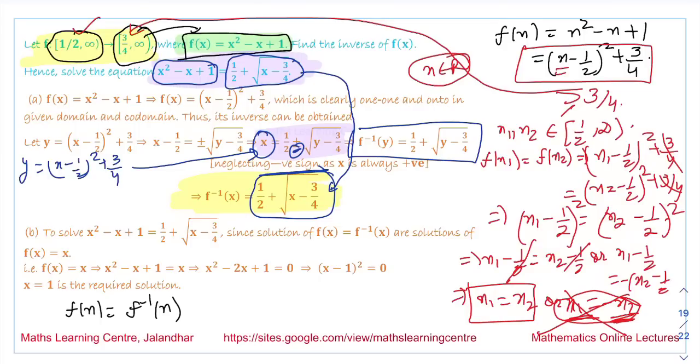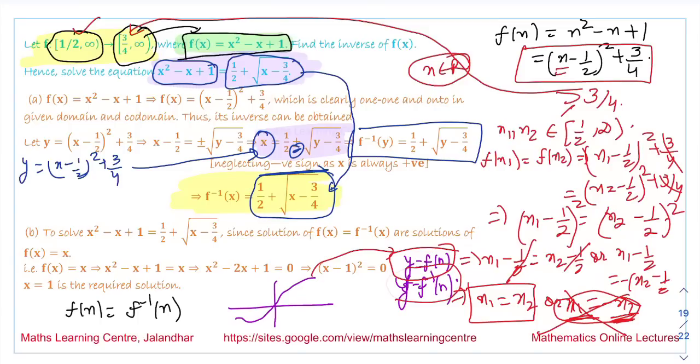Now we know that if we draw the graph of both these functions, we have one function y is equal to f(x), and second we have y is equal to f inverse of x. Suppose this is the graph of the function y is equal to f(x), then the graph of the function y is equal to f inverse of x is the mirror image of this graph along the line y is equal to x.